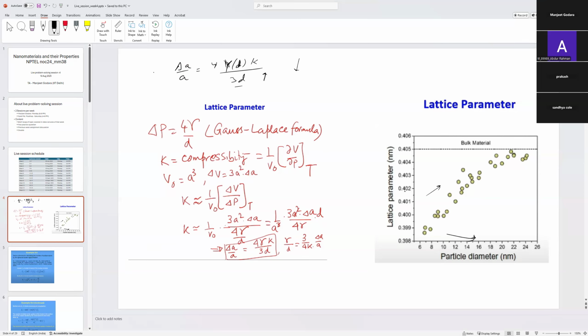Your lattice parameter is a function of both the interfacial energy and the particle size. So when you decrease the particle size, the lattice parameter is also decreasing.